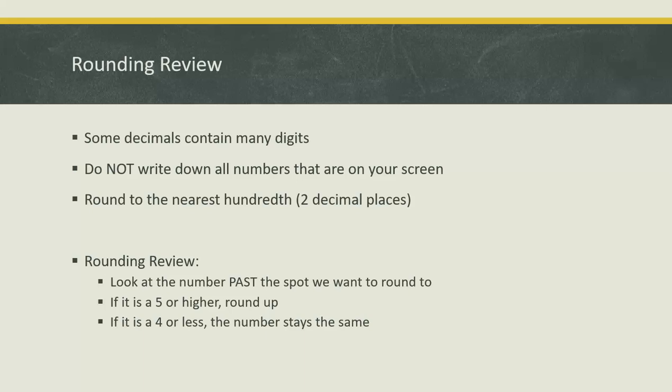In this case, since we're talking about money, it makes sense to round our answers to 2 decimal places. That's called the hundredths place. And again, that's because money is measured to the hundredths of a dollar, which is 1 cent. So in order to review our rounding, remember we look at the number past the spot we want to round to. If that number is a 5 or higher, we're going to round up. If that number is a 4 or less, the number stays the same. Let's use this to go back to our problem.